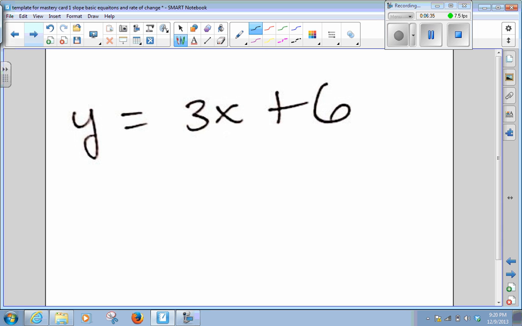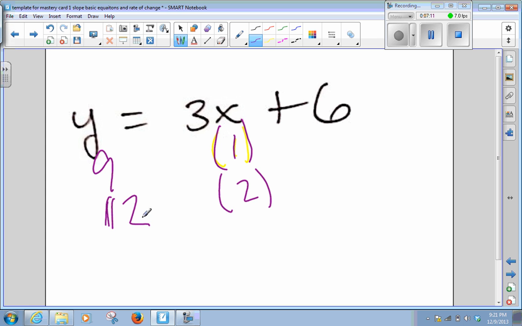Number 3, in a linear function that is in slope-intercept form, like this one is, the rate of change is really easy to see. But I'm going to prove to you why it works. Let's say instead of an x, we put a 1. If x were 1, 3 times 1 is 3, 3 plus 6 means y would be 9. If x were 2, 3 times 2 is 6, 6 plus 6 would be 12. If x were 3, 3 times 3 is 9, plus 6 is 15.